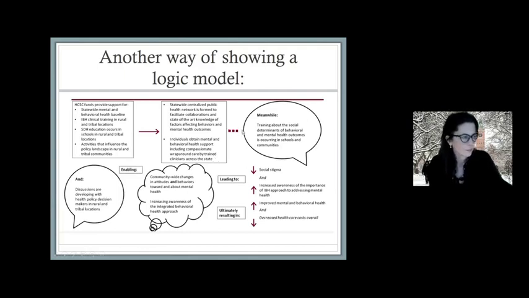Second would be individuals obtaining mental and behavioral health support, including compassionate wraparound care by trained clinicians across our state. Meanwhile, we thought that training about the social determinants of behavioral and mental health outcomes would be occurring in the schools, and discussions would be developing with health policy decision makers in rural and tribal locations. The combination of inputs from the funder would lead to these activities, which would be undertaken while this thought bubble and that thought bubble were happening.